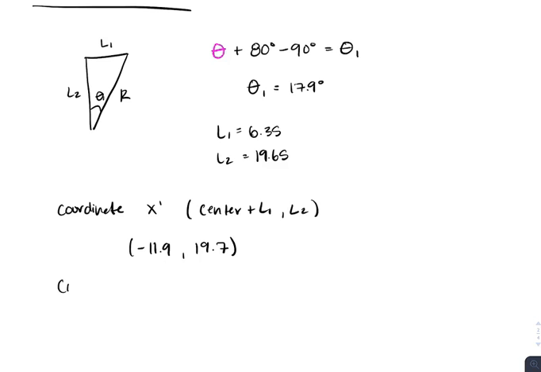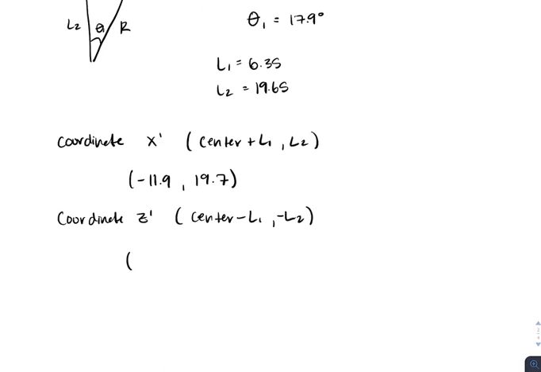And then we'll do the same thing for our coordinate for our z-axis, or sorry, for our z prime. So this one is going to be similar. It's the center, but instead of plus L1, it's going to be minus L1. And then the second term is going to be a negative L2. So that's going to give us a negative 24.6 and a value of negative 19.7.